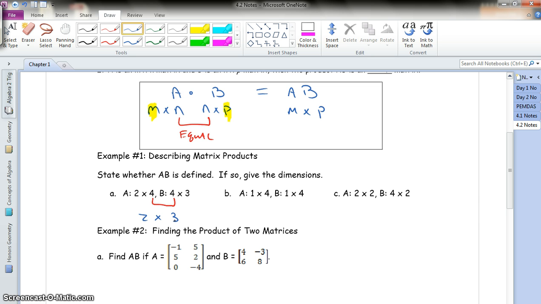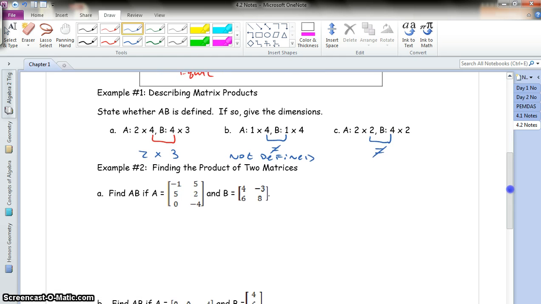So although 2 by 4 and 4 by 3 are the two sizes you're multiplying, the resulting matrix, your solution, will be a 2 by 3. In part B here, we have a 4 and a 1. 4 and 1 are not equal, therefore the product of AB is not defined. Then over here again, we have a 2 and a 4. Those are not equal. Even though the outer ones are, it is not defined.